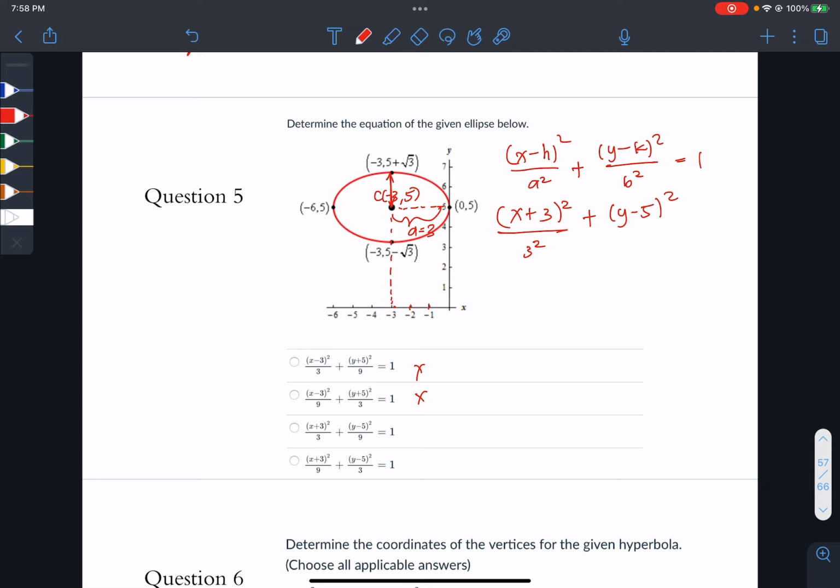So, kasi negative 3.5 plus square root of 3. Tapos yung sentro mo is negative 3.5. So, sobra lang sila ng square root of 3. So, therefore, ang nasa y would be square root of 3 squared.